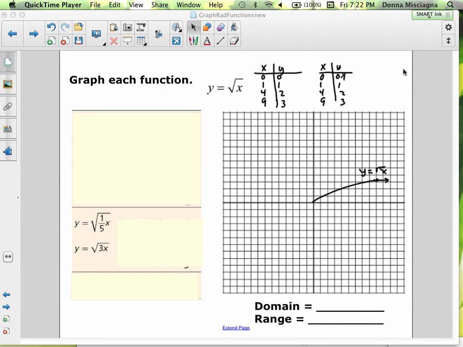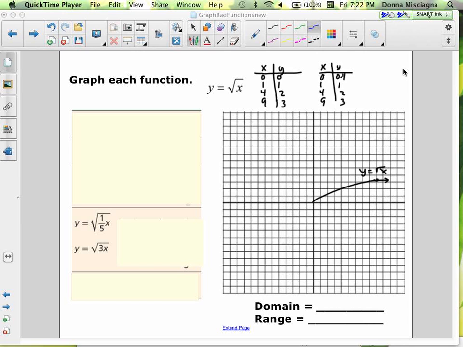Welcome. So we're going to graph these two, the stretches for the square root and then the cube root. And I'm going to create a table of values so that you can discover what that number under the radical, that coefficient under the radical in front of x, is going to do to our function. Right? And so I have y equals the square root of x already graphed. This is in your notes, so just follow along.